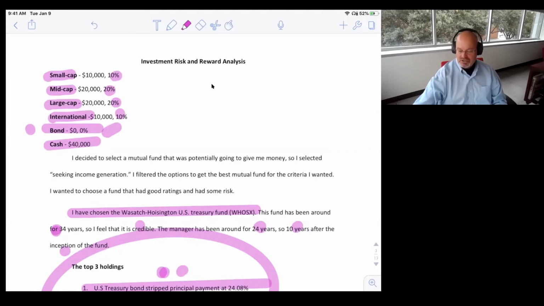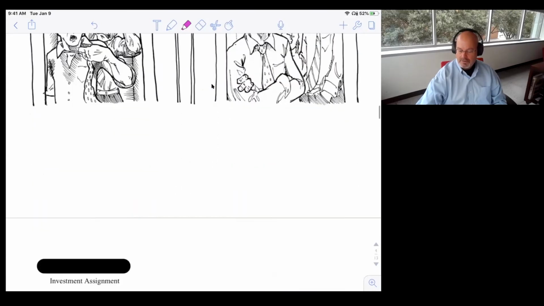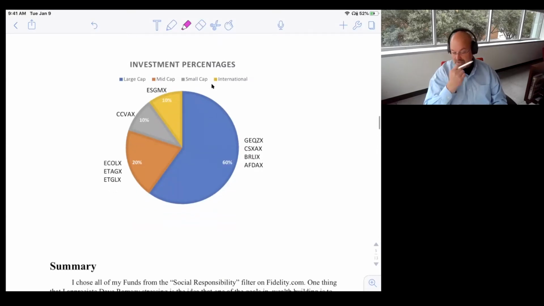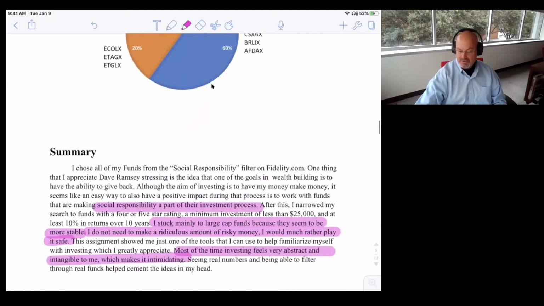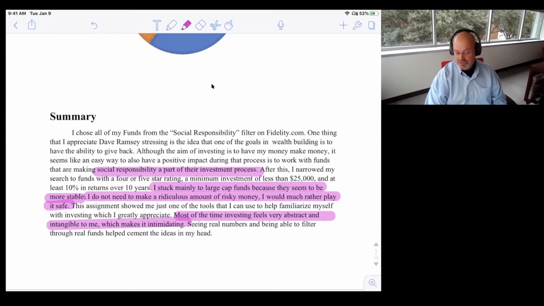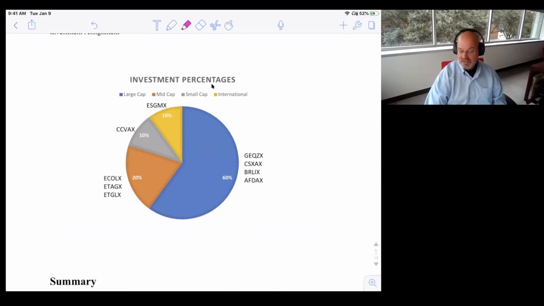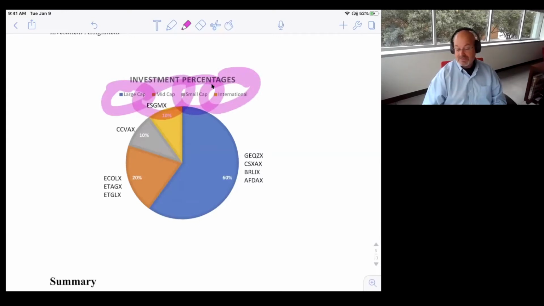So let me show you, I think I have, and here's another homework assignment that I found was interesting. So this student selected some really good funds. They started with the idea of social responsibility, which is really nice, but it doesn't always work so well as far as returns. In this case, the student selected these funds, and you can see 60% in large cap. So I kind of like this: international, small cap, mid cap, no bonds. That's a very aggressive portfolio, doesn't have any bonds in it.